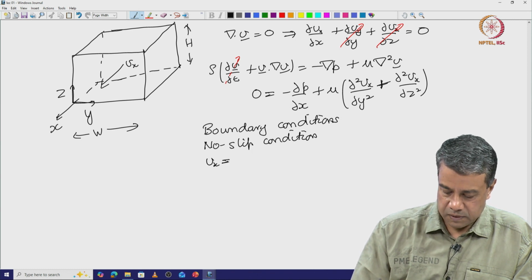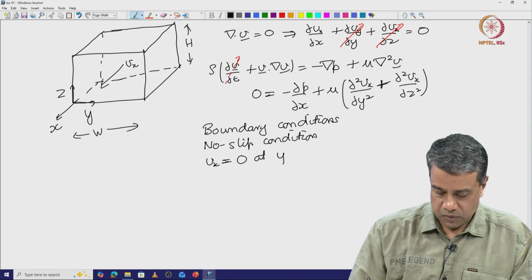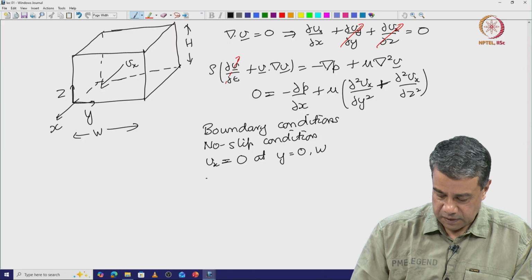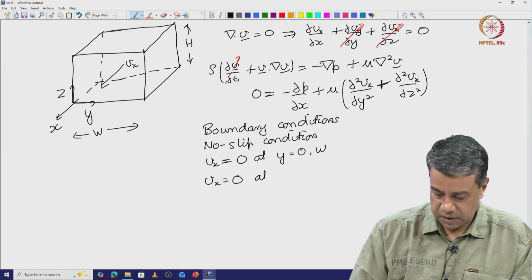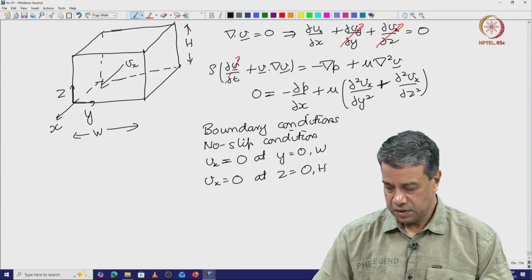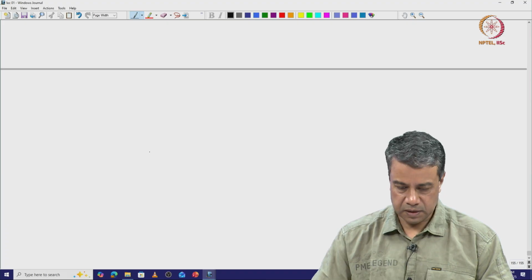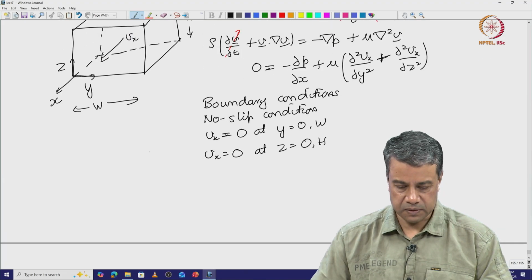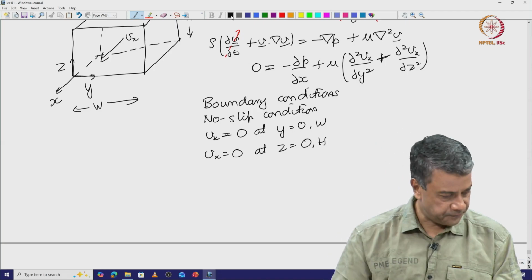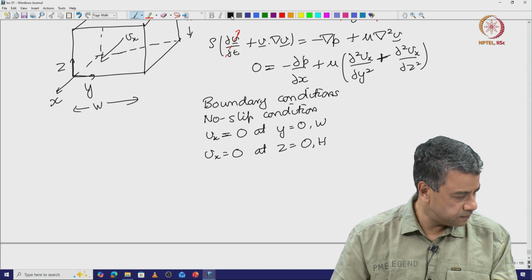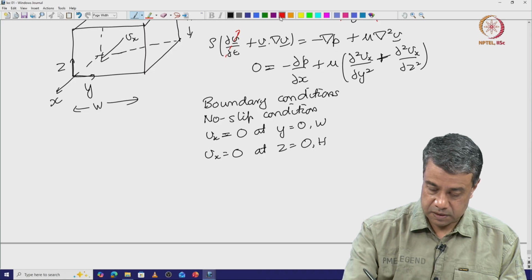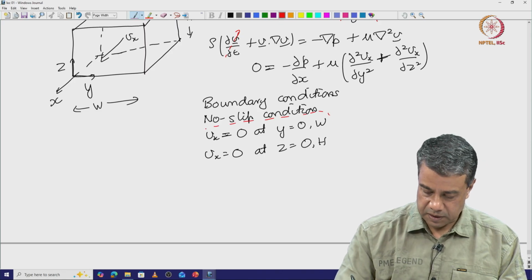V x is equal to 0 at y is equal to 0 and w, and velocity is equal to 0 at z is equal to 0 and h. So, those are the boundary conditions. Velocity is 0 at y is equal to 0 and w, velocity is 0 at z is equal to 0 and h. So, these are both homogeneous boundary conditions.